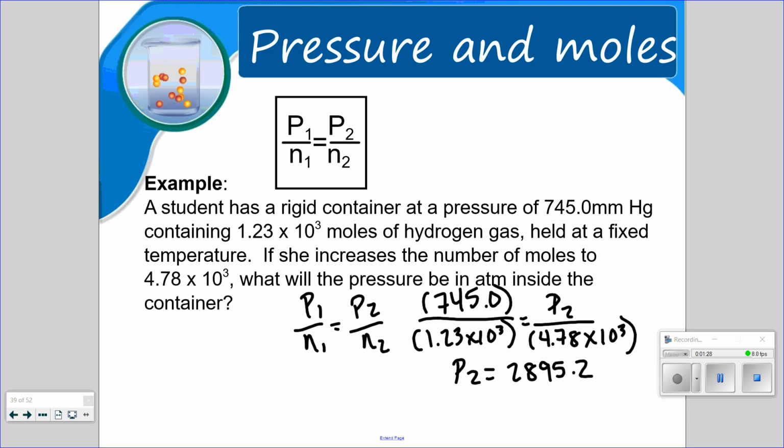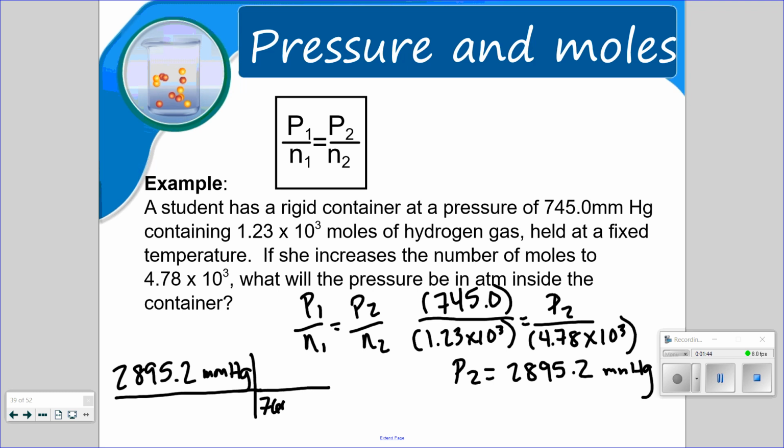I'm not going to change sig figs until I do my next step because that's in millimeters of mercury. And I need to convert that to atmospheres. 2,895.2 millimeters of mercury, 760.0 millimeters of mercury is equal to 1 atmosphere. And then when I convert to 3 significant digits at the end, I get 3.81 atmospheres.